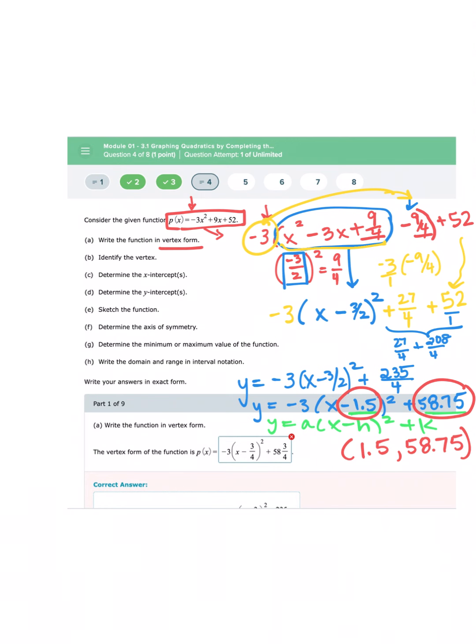Now those are nice decimals. They're terminating. If you end up with a decimal that is not a terminating decimal, you need to keep that as the fraction, because otherwise you're going to be approximating those values.